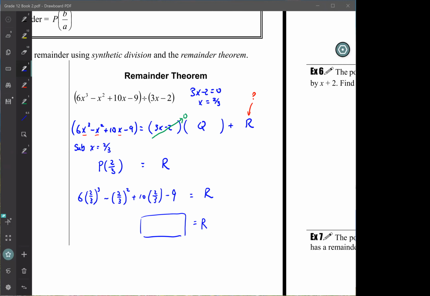So doing it this way, we don't need to divide, right? But of course, you still don't know what the quotient is, right? Because we made it multiply by 0, it's gone, right? Vaporized.